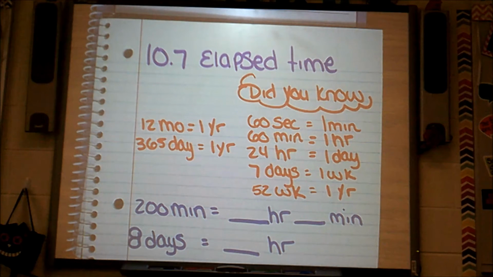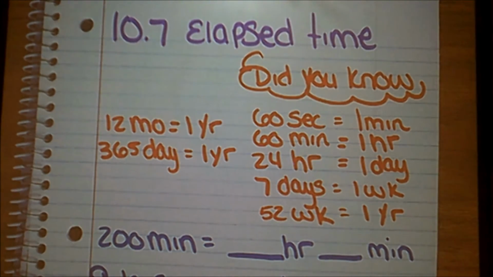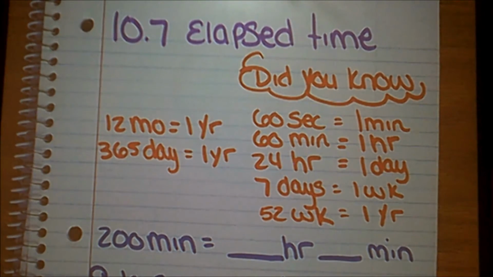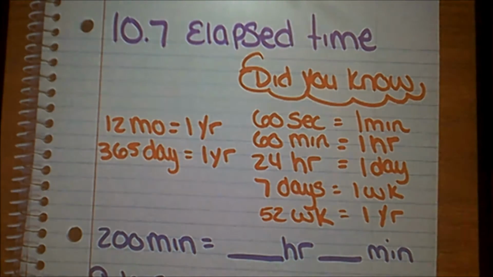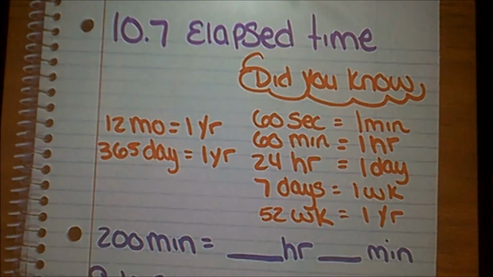Today we are on section 10.7, all about elapsed time and converting time in general. In my Did You Know category there, you can see that I have some conversions laid out for you. Believe it or not, those are all units of time. We can measure time not only in minutes, hours, and seconds like we would think, we can also measure time in days, weeks, and years.